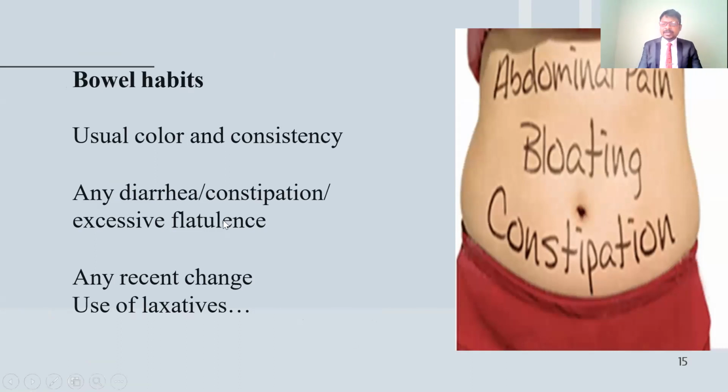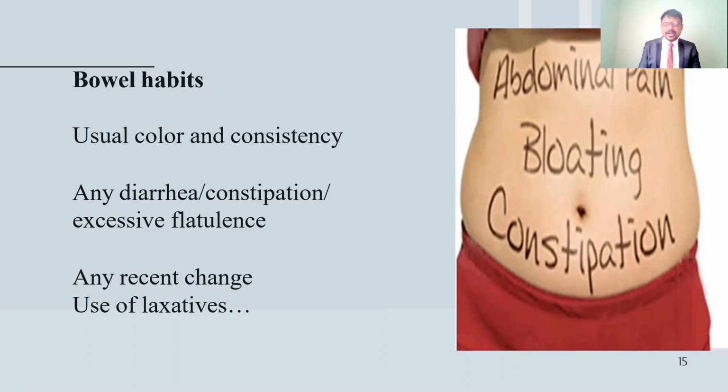And also about the bowel habits. Is it the usual color and consistency? How is the color? That depends upon the person's diet and what they take as food. Sometimes if they take different colored foods, it may alter the bowel color, the feces color. And also any diarrhea, constipation, or excessive flatulence. Diarrhea means loose motions or loose stool passage. Constipation means difficulty passing feces, or hardening or straining because of improper bowel movement.